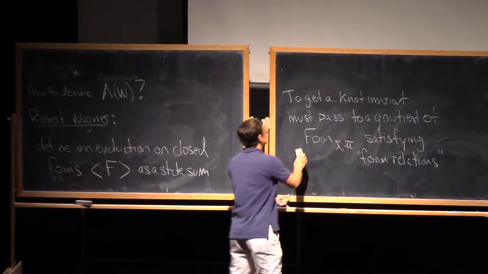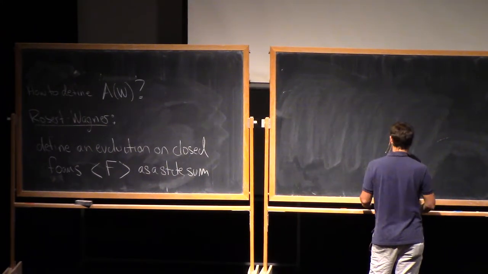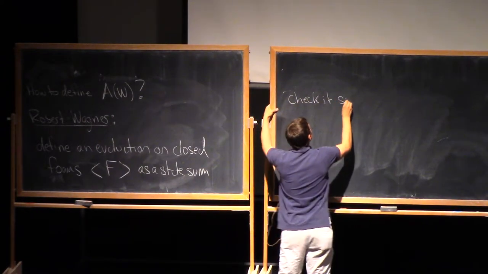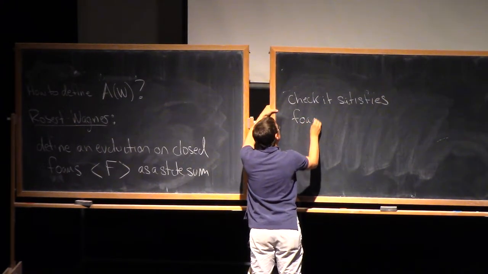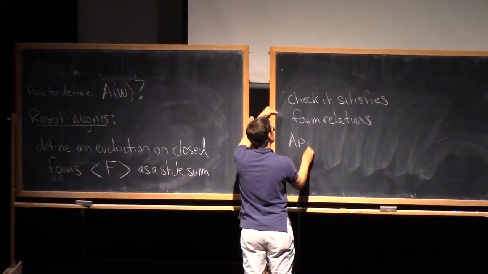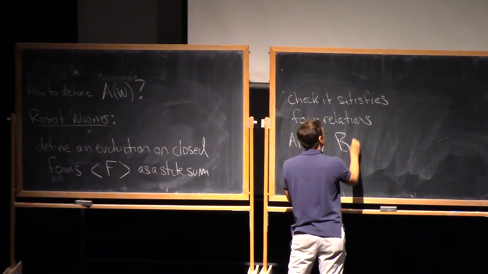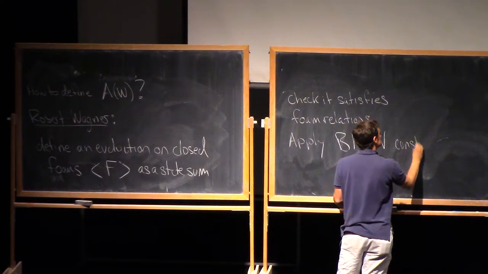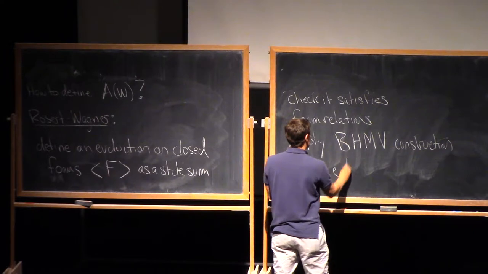So you define some evaluation on closed foams, check that it satisfies the foam relations you want, and then apply the Lanche-Habegger-Masbaum-Vogel construction to get A of W.